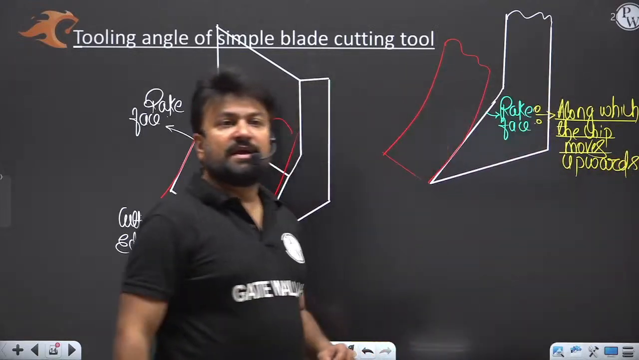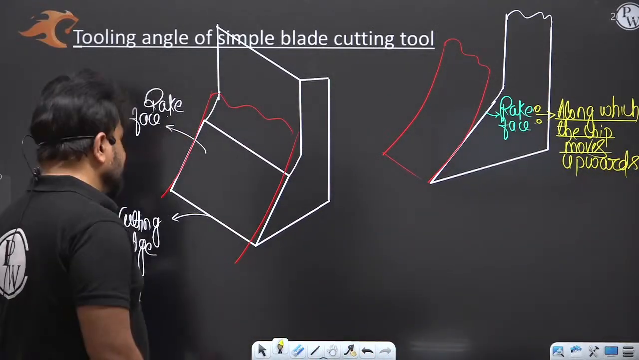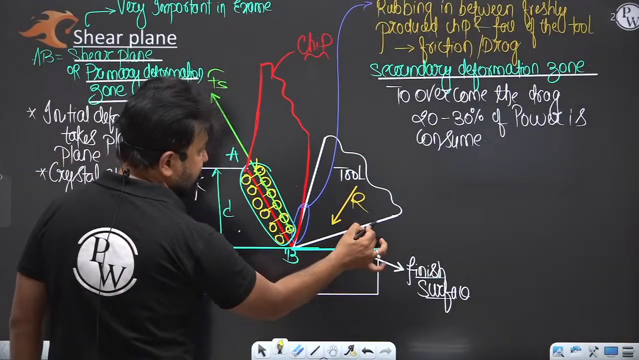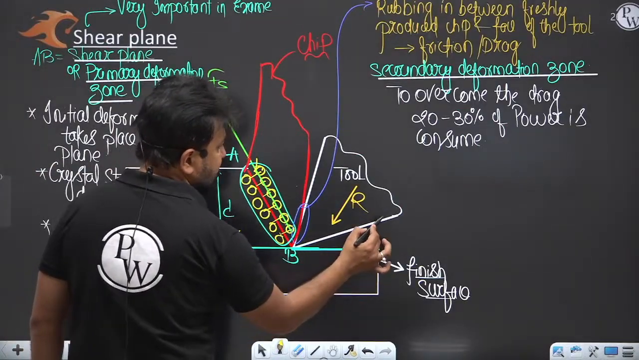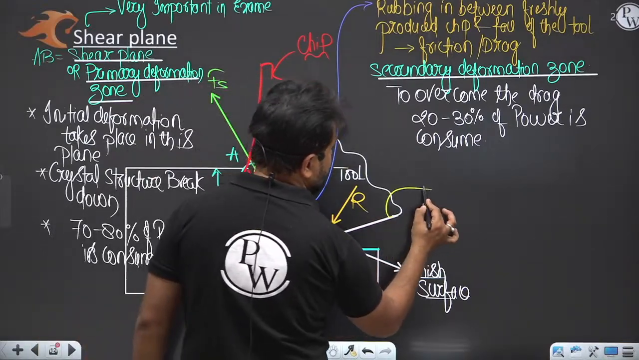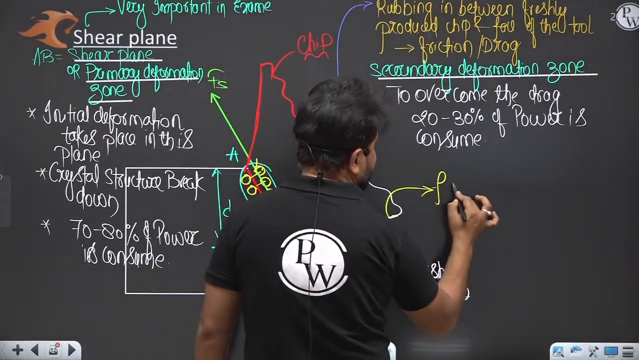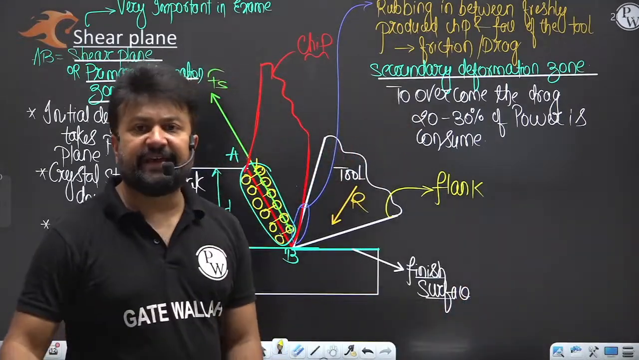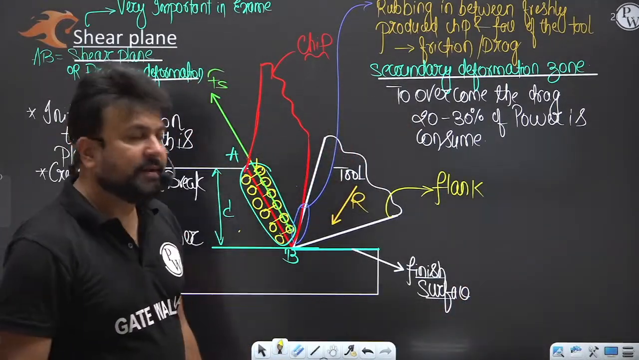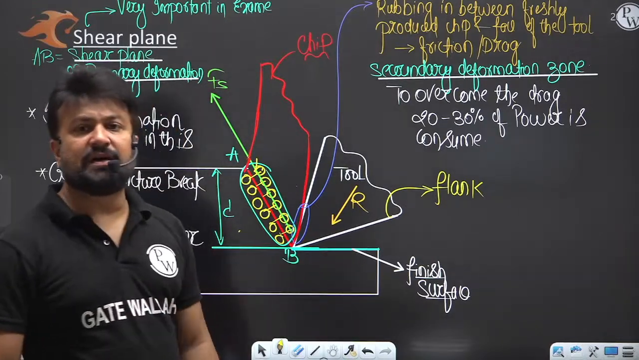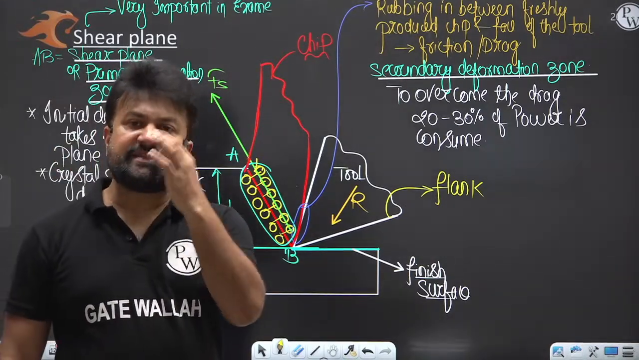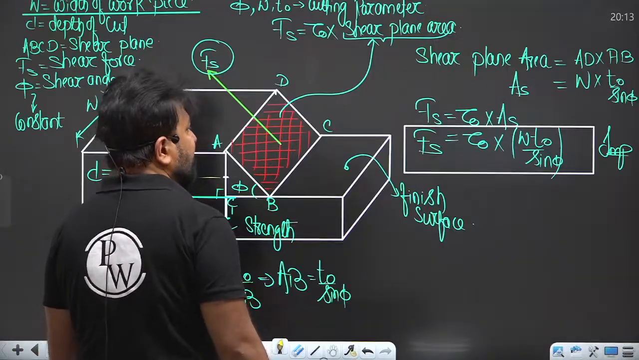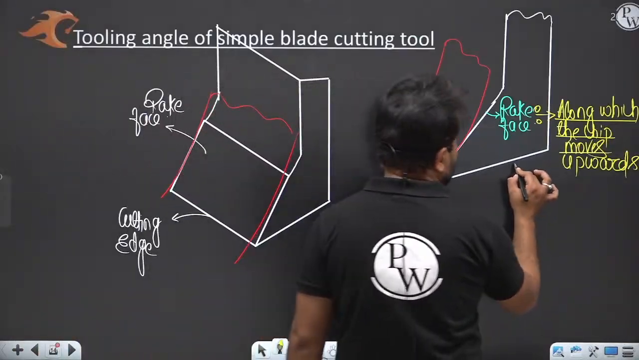Now, my dear, please see, during cutting operation, this face which is toward the workpiece, I'm talking about this face of the tool. This face is known as what? Flank. Basically, flank is toward the finished surface. So that surface of the tool is known as what? Flank.